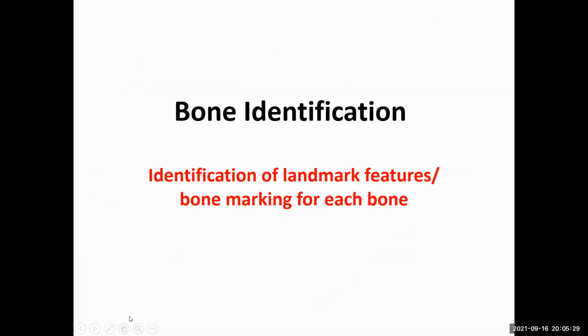Okay, so that's it for the skull. So I'm sure a lot of you are like, thank you, God. So now we're going to go and do some bone identification.